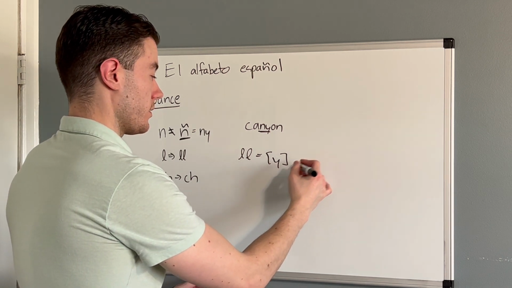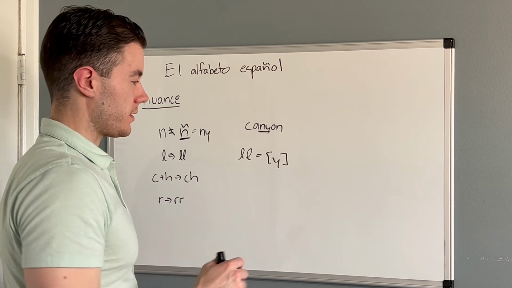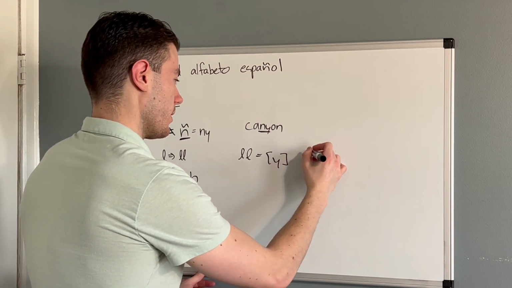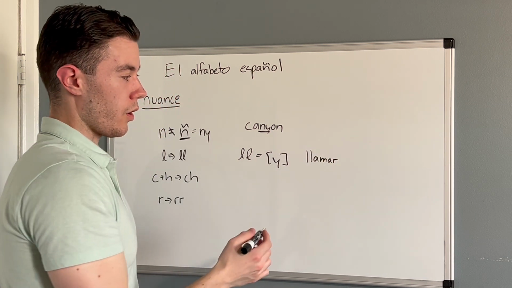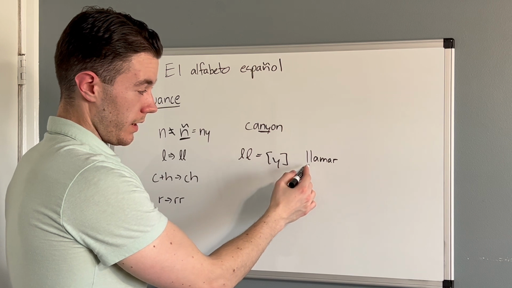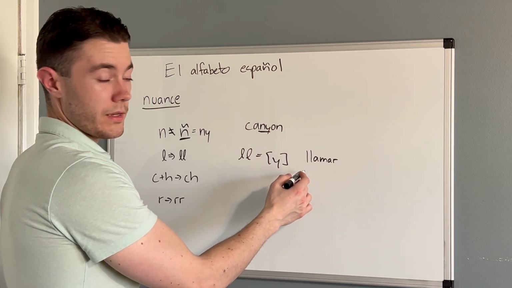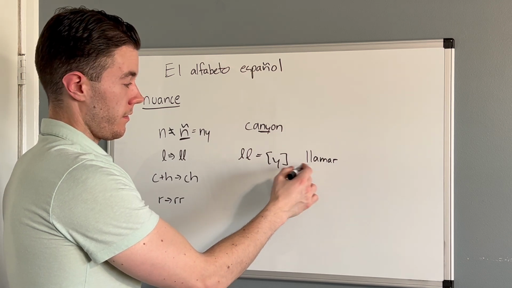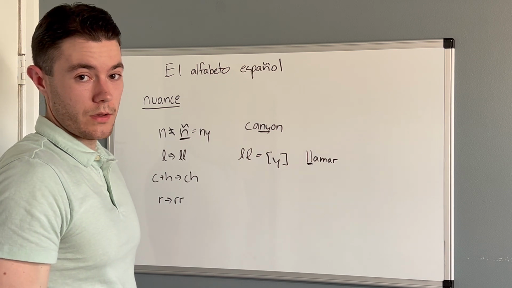So one L always makes the L sound, but two together always make the Y sound. An example word would be llamar, which means to call, and it's spelled L-L-A-M-A-R. Llamar. This makes a Y sound. Two L's. Llamar.